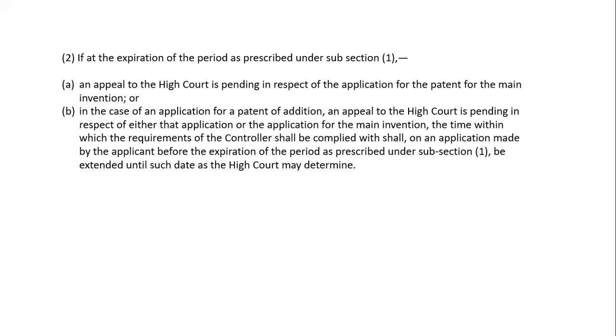Now subsection 2 says that if at the expiration of the period as prescribed in subsection 1, an appeal to the High Court is pending in respect of the application for the patent for the main invention. Okay. And in case of an application for a patent of addition, an appeal to the High Court is pending in respect of either that application or the application for the main invention.